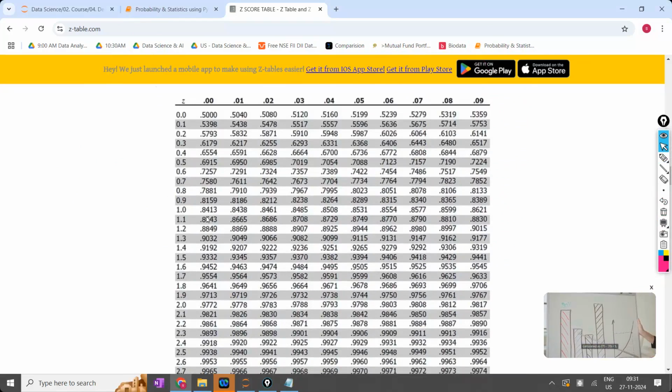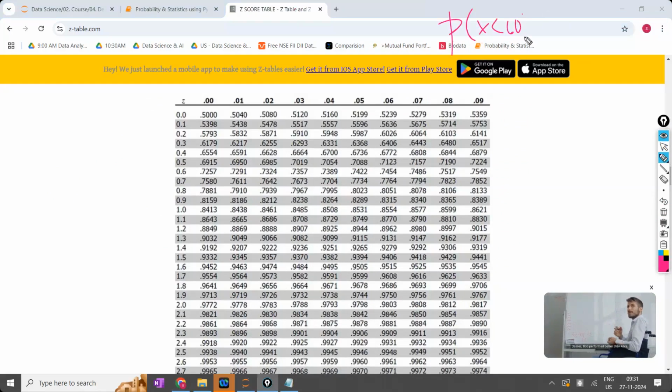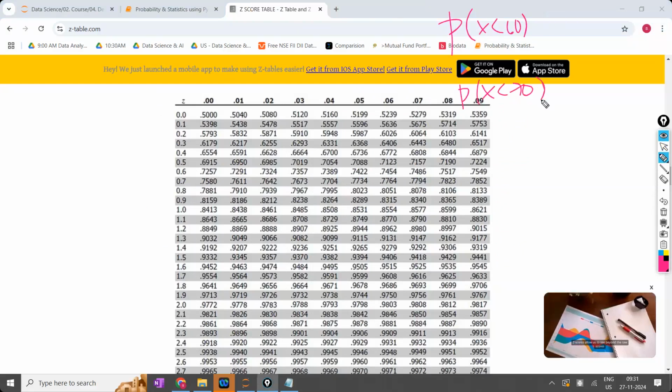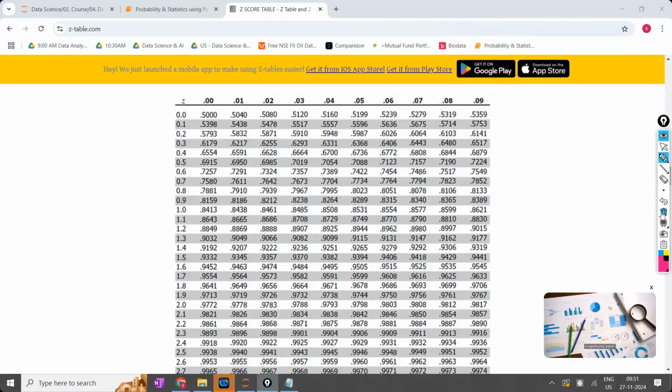1.00, what is the answer? 0.8413. Write this one. What is the probability of x less than 60? It is 0.5. What is the probability of x less than 70? 0.8413. Write that one in the notes. Second example also clear now?